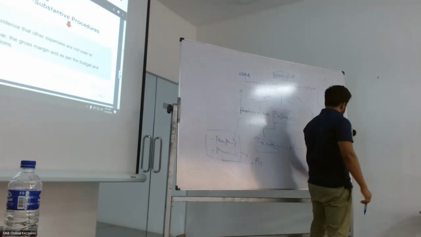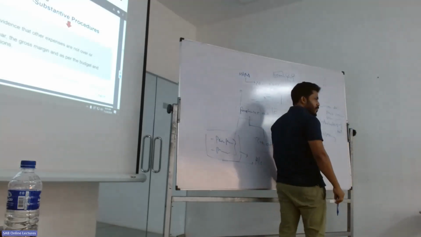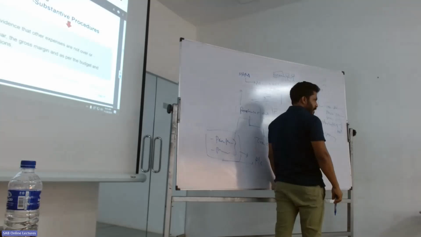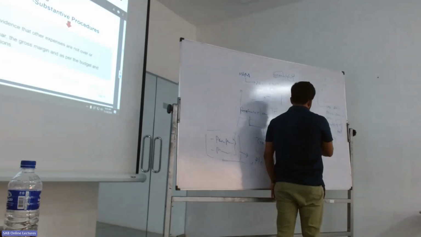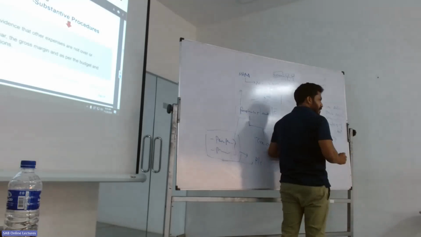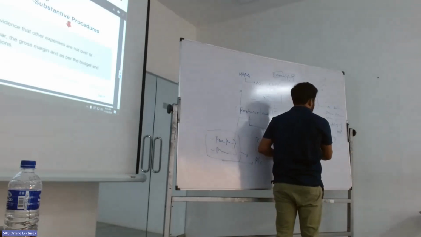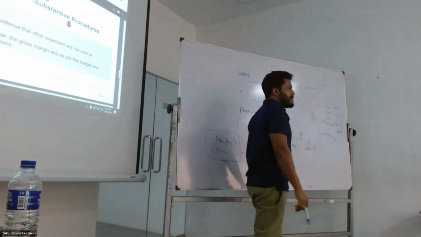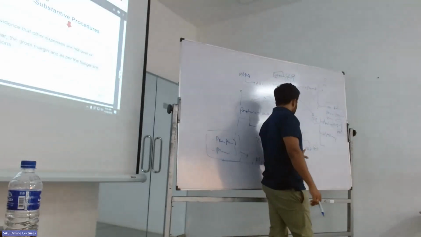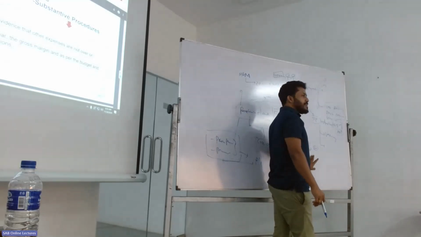Why? Substantive procedures, as you know, can be divided into two: TOD and ARP. Substantive procedures can be divided into TOD and ARP, the test of details and analytical review procedures.